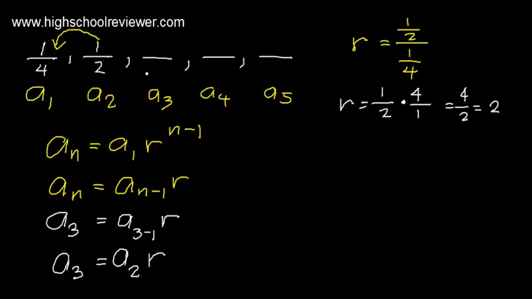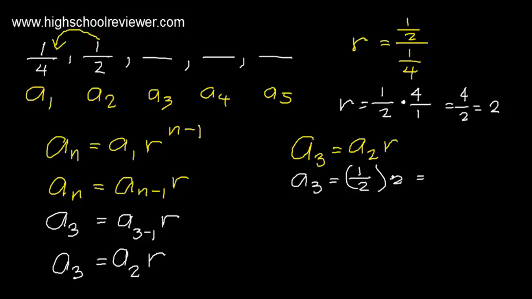We can now solve for a sub 3, a sub 4, and a sub 5. Okay, let us now solve for a sub 3. So a sub 3 will be equal to a sub 2 multiplied by r. And then we will substitute the values. A sub 3 will be equal to, our a sub 2 is 1/2, and multiply this by 2. So 2 multiplied by 1 is 2, divided by 2. So 2 divided by 2 is 1. And our a sub 3 here is positive 1.